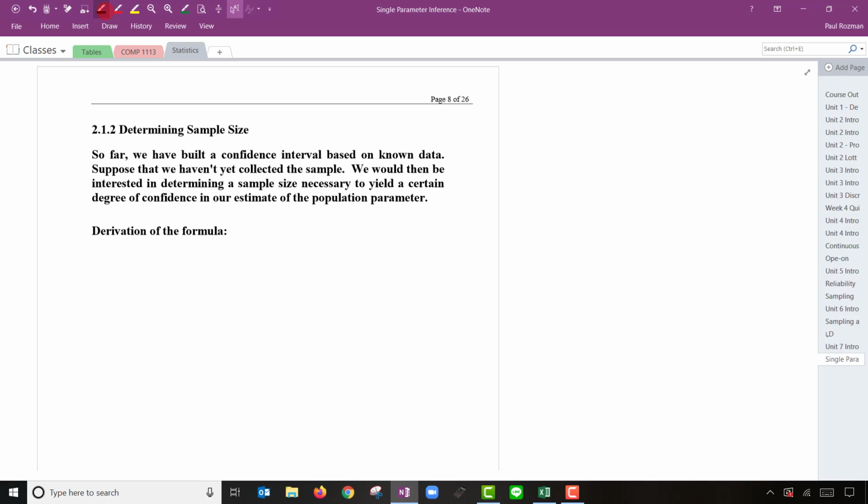We're now used to seeing this formula. The error is Z alpha over 2 sigma over root n. And then we can just rearrange the formula for n. Solve it for n. So maybe multiply both sides by root n.